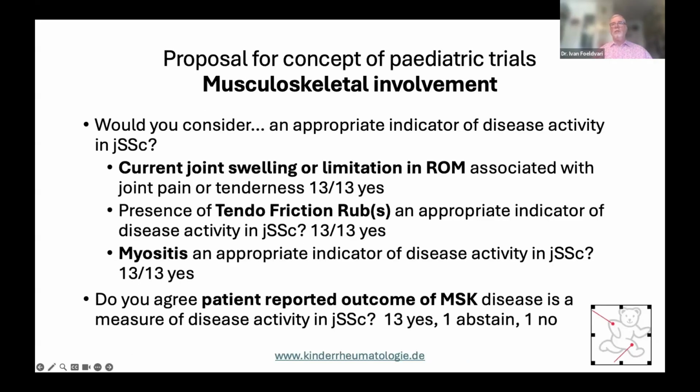Therefore, we voted that joint swelling and limitation of range is clearly activity. A tendon friction rub is activity, but is very rare in children compared to adults. And inflammation of the muscle is a clear activity. There are also patient-reported outcome measures for musculoskeletal disease, which can be adopted from juvenile idiopathic arthritis, which is very common, as every 500th child has juvenile arthritis. So we know that it works for this kind of involvement.